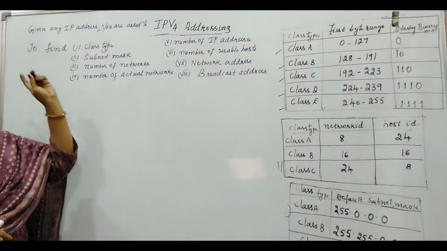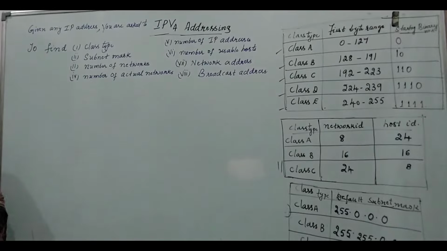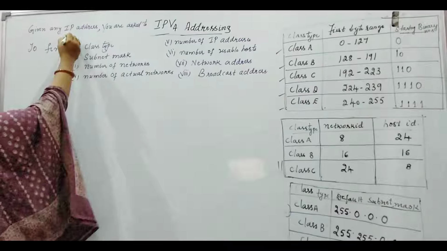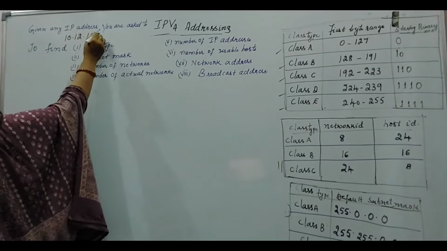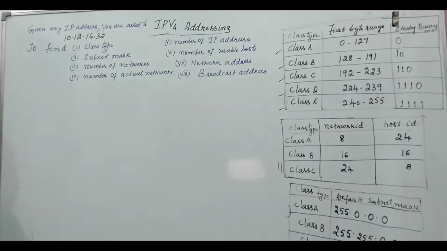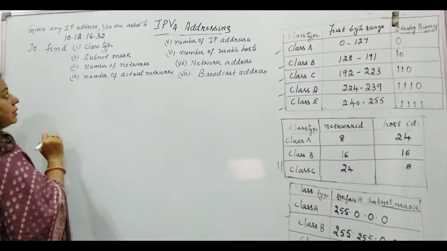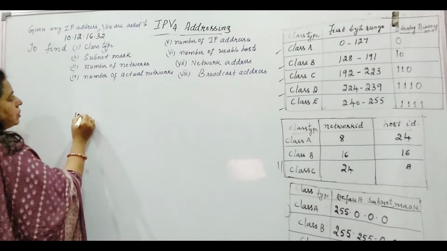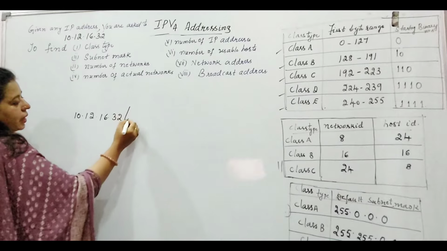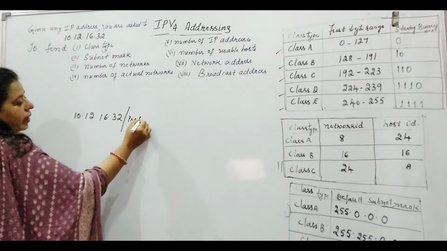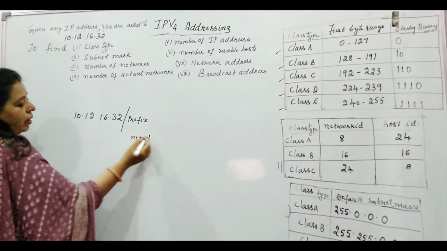I have just written in general given an IP address. Now let me give one IP address, that is 10.12.16.32. Fine. And you have one more method of representing an IP address using the slash notation. What is slash notation? Write down the IP address first as it is, put a slash and write down the prefix value. Prefix value, as I said, is always the network ID of that particular IP address.